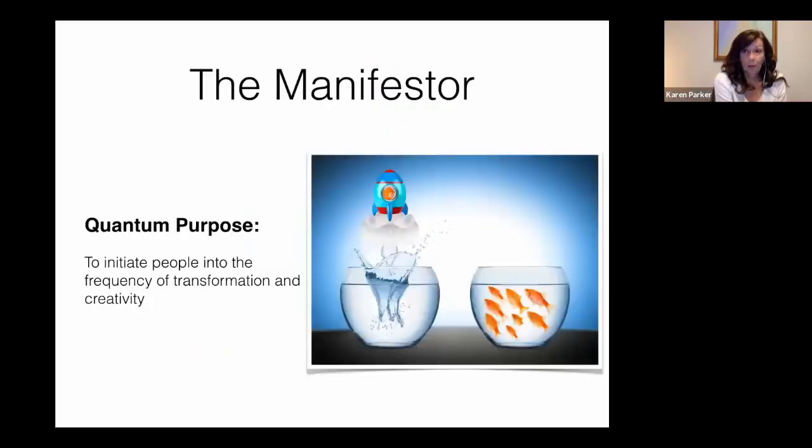When we look at the quantum purpose of the manifestor, the purpose of the manifestor on a soul level, the configuration of manifestor is all about initiating people into the frequency of transformation and creativity. As an initiating force, the manifestor, through following their own flow, stretches the boundaries of what's possible in the human story. And through that stretching of that boundary, initiates the rest of us into a new story about what's possible on the planet. This is the real purpose of the manifestor energy. They transform us by following their own path. They create openings at the edges of the human story, so that the story itself continues to evolve and we can continue collectively to serve the evolution of that story.